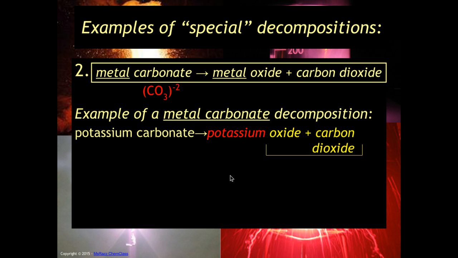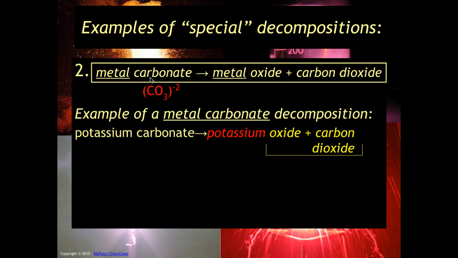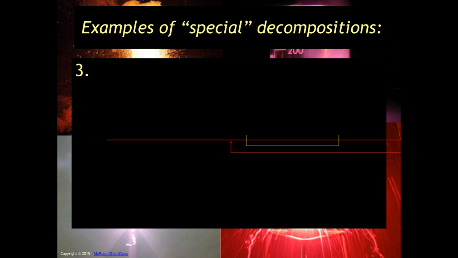So how can you remember this? Well, if you see carbonate and it's in a bond with a metal, it's going to produce that metal oxide plus carbon dioxide. And I like to remember this with carbonate. Carbonate will make carbon dioxide. So you literally have carbon in the name. If I know what makes carbon dioxide, I also know that it will have an oxide attached to the metal. In this case, it's potassium. So let's look at our next special decomposition.